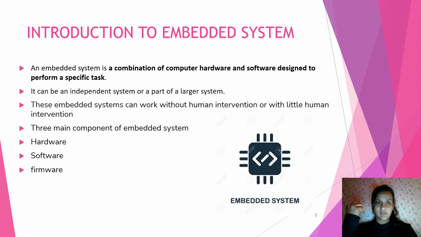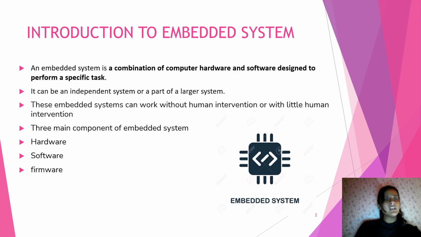Introduction to Embedded System. An embedded system is a combination of computer hardware and software designed to perform a specific task. Here, the embedded system works as a pathway connecting the software to the hardware conveniently and easily for the users. It can be an independent system or a part of a larger system. An embedded system does not need to be built into some part of a larger system only. It can also work as an individual system.